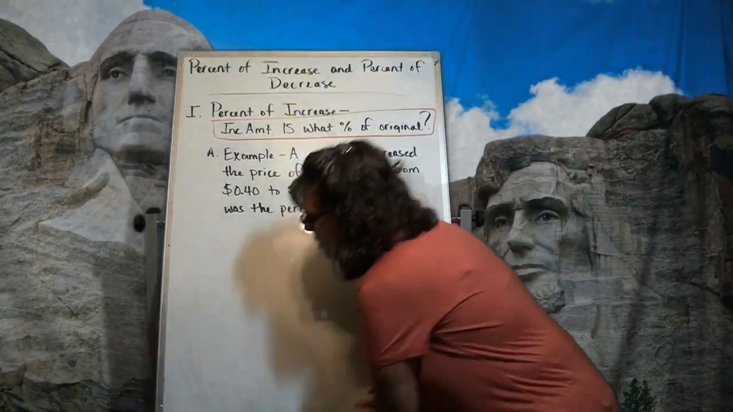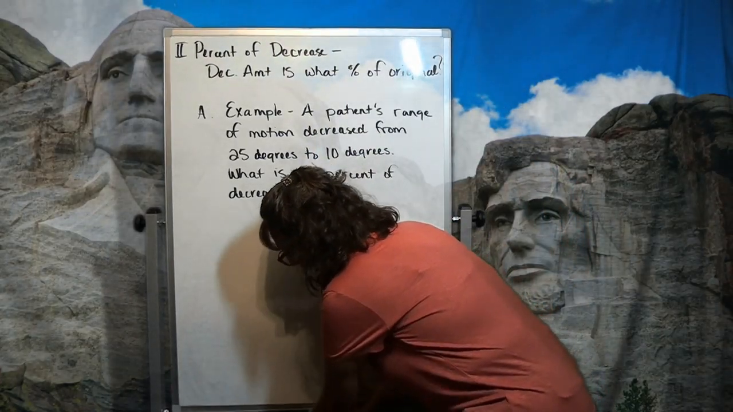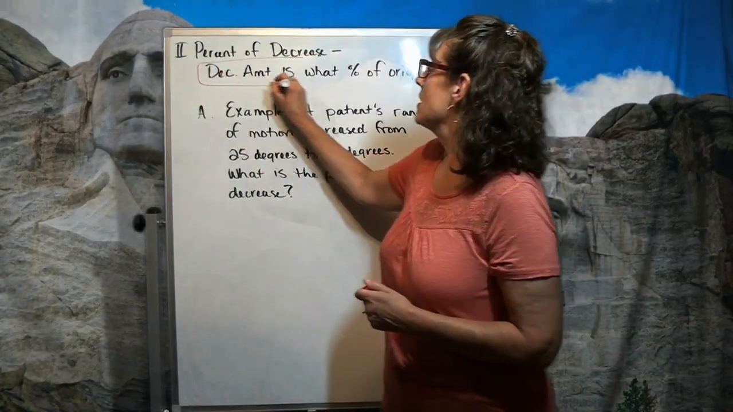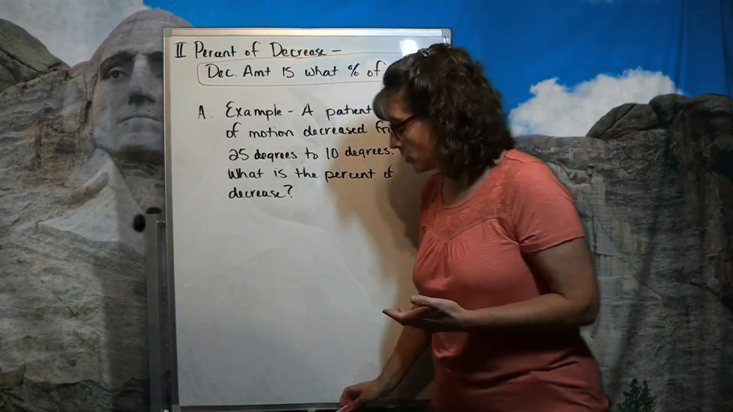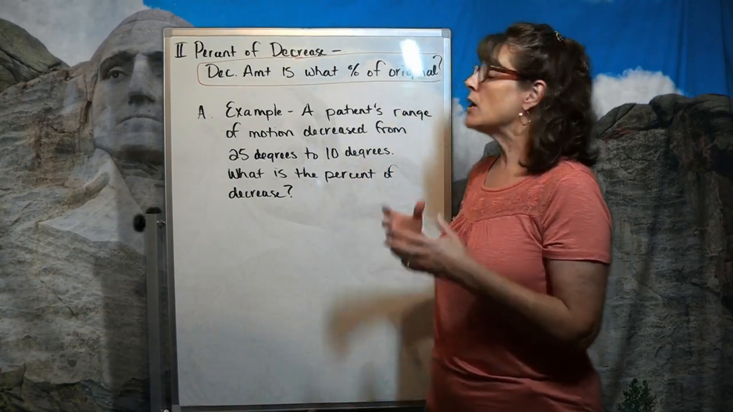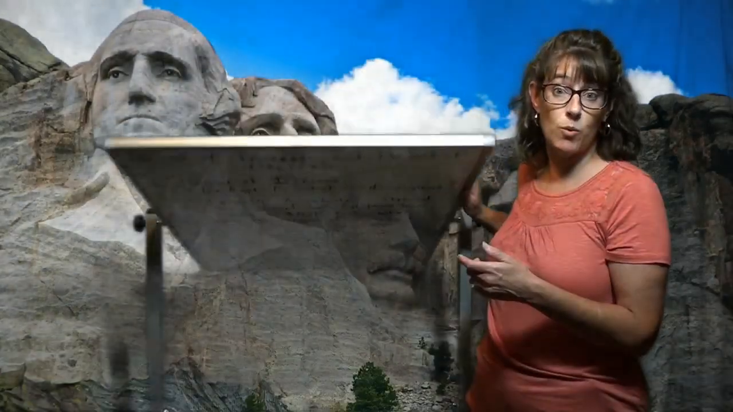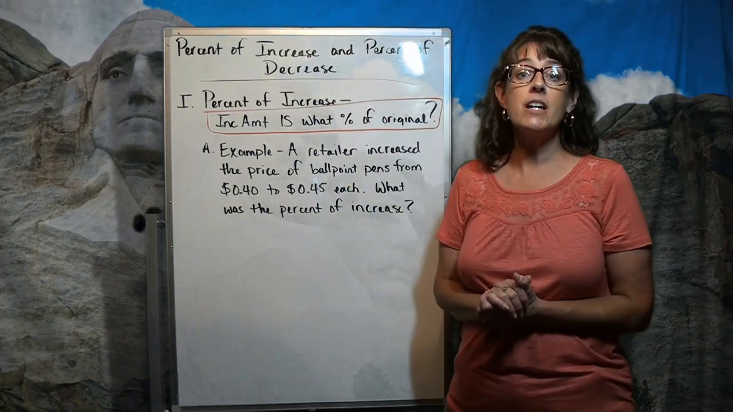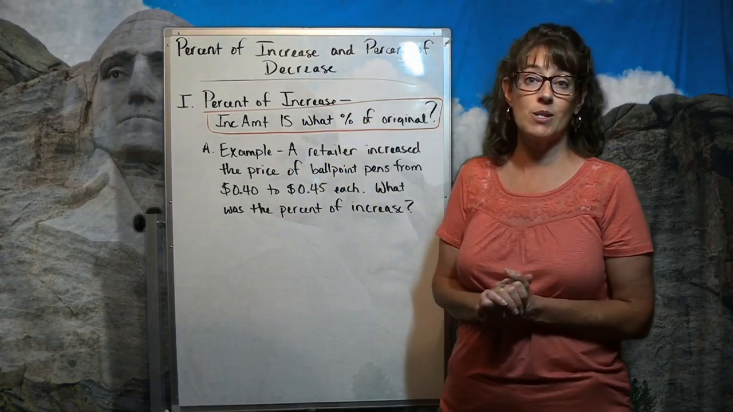And if we're talking percent of decrease, by the same token, it's a very similar question: the decrease amount is what percent of the original? So same ideas, it's just a matter of are you increasing the amount or are you decreasing the amount? And again, what we're looking for here is the percentage. But remembering that the word "is" means equal and the word "of" means multiplication, this phrasing allows you to set up an equation, because you'll put your equal sign here, and your multiplication symbol right here.